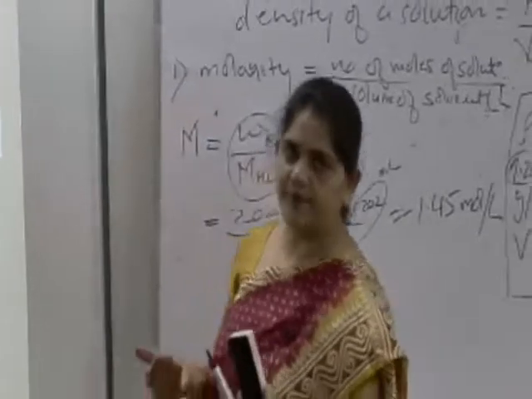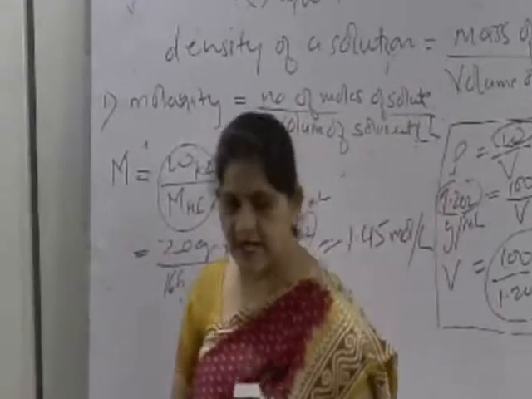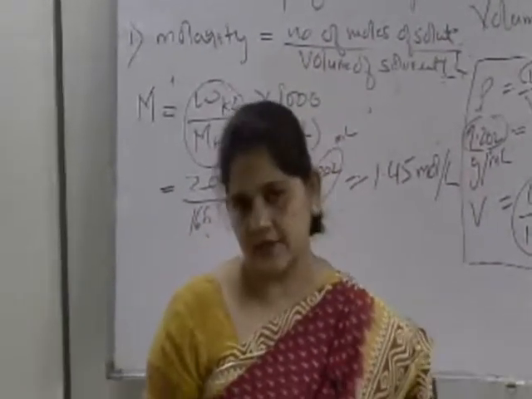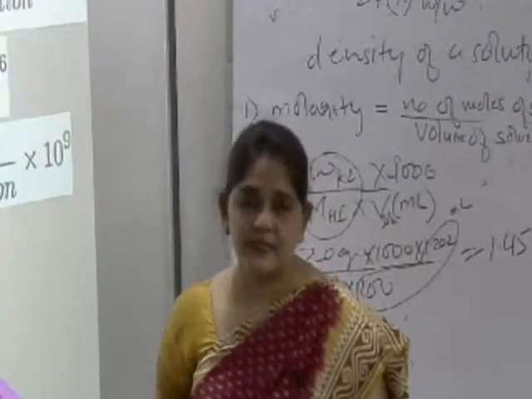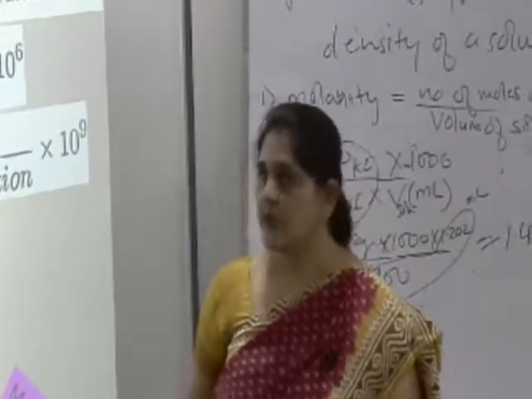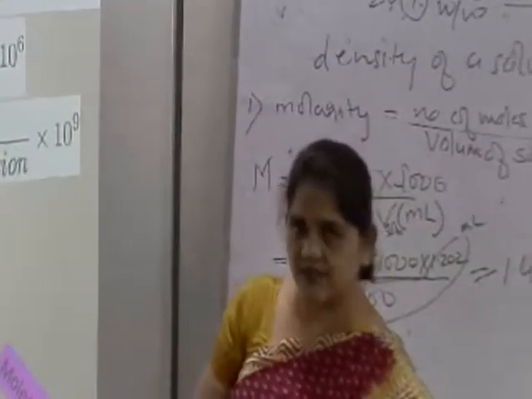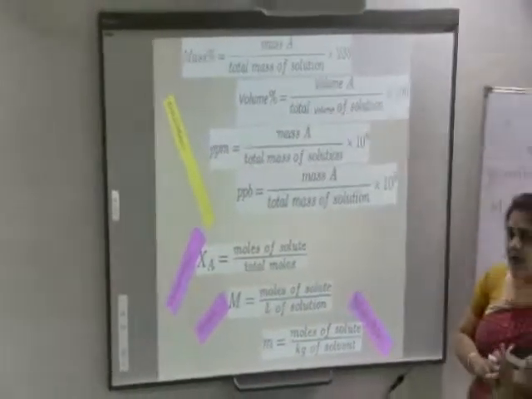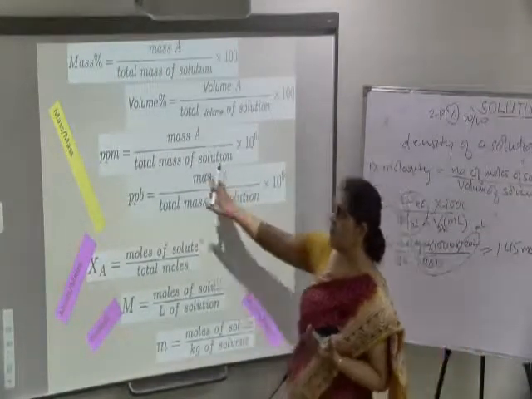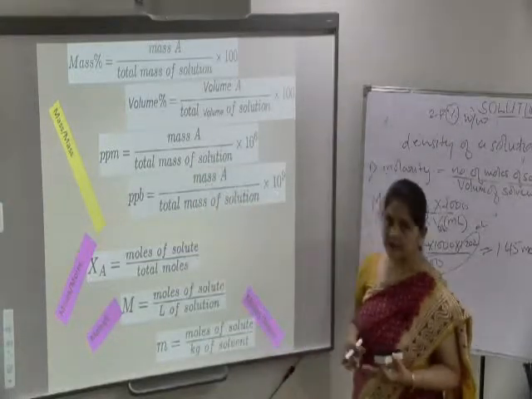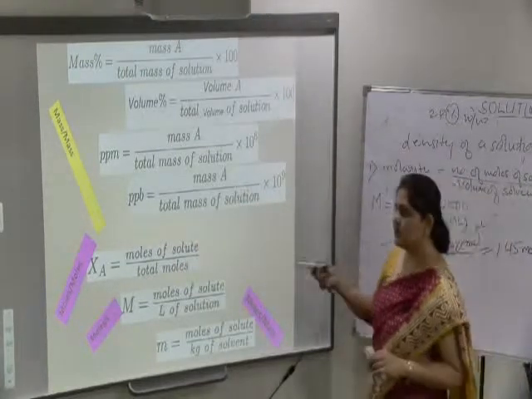Let's quickly revise what we have studied today. We have done the various types of solutions, the 9 kinds of solutions based on the physical state of the solute and the solvent. Then we have done the various ways of expressing the concentration of the solution. The first one was percentage: mass percentage, volume percentage, mass-volume percentage. And for solutions which have a very low concentration, we have done parts per million and parts per billion.